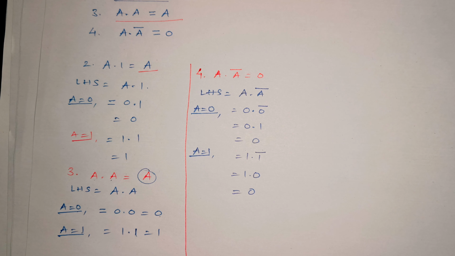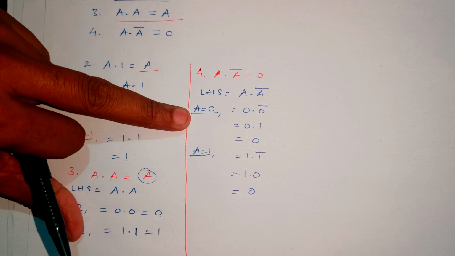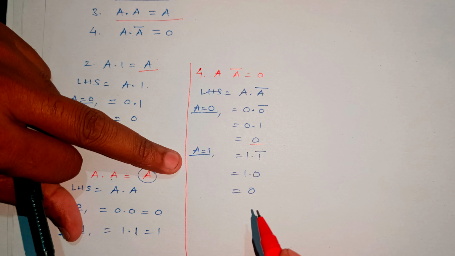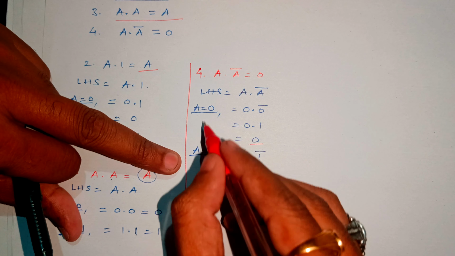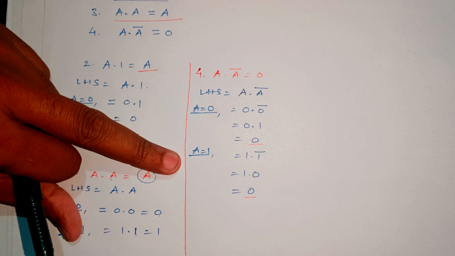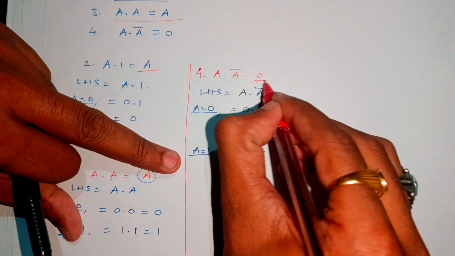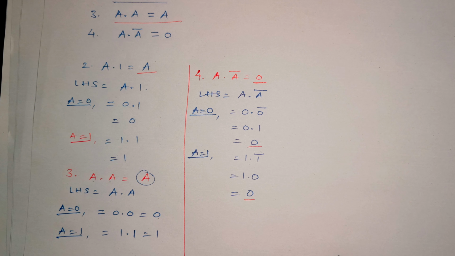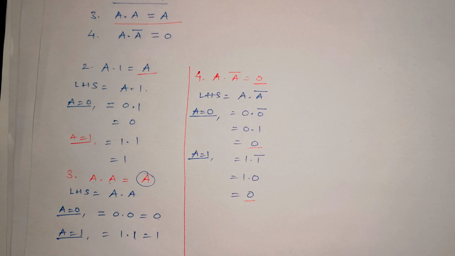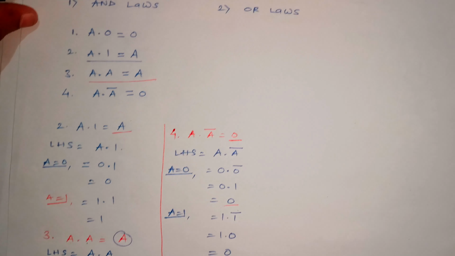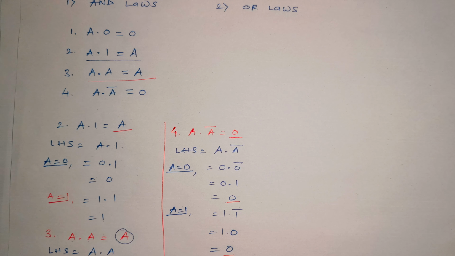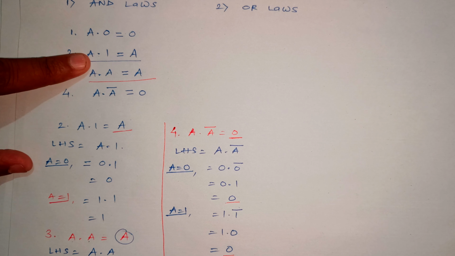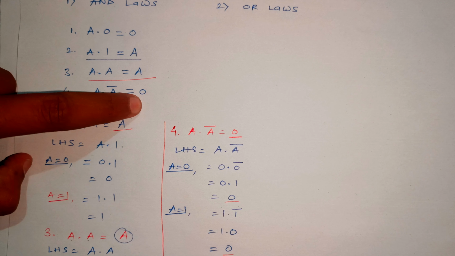Now see, in both the cases, when I assumed 0, we are getting 0. When I assumed 1, we are getting 0. That means irrespective of the value of a, whether it is 0 or 1, we get a fixed output of 0. Therefore a into a bar becomes equal to 0. So this is called the AND law. Important: a into 0 is 0, a into 1 is a, a into a is a, a into a bar is 0.